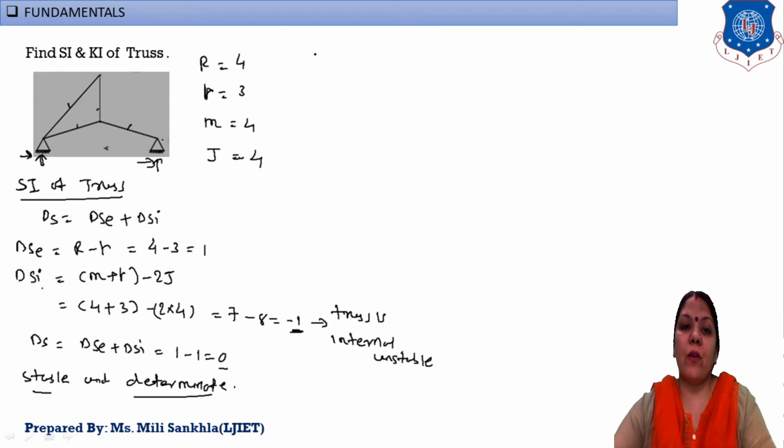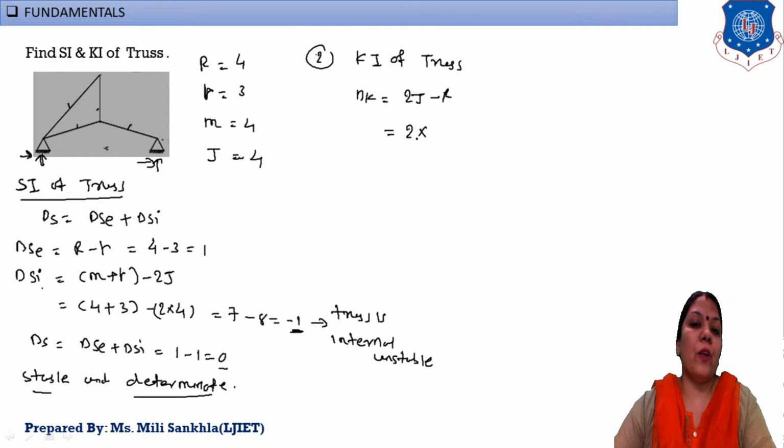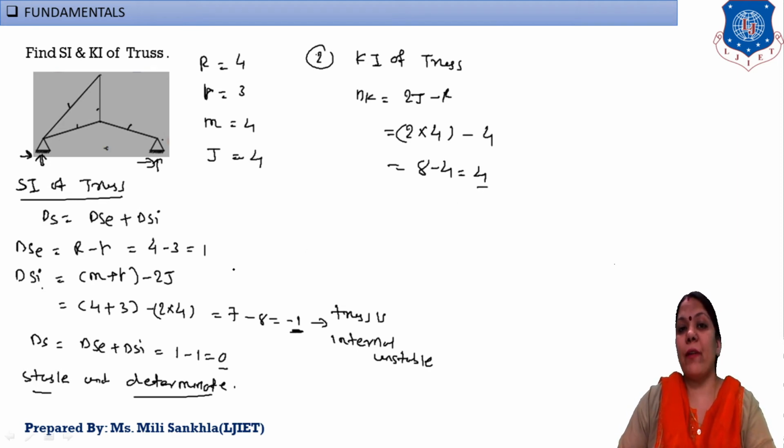Now, second, we find KI of truss. What is the equation of KI? DK is equal to 2j minus r. Now 2 into j for joints, joints is equal to 4, and r we found is 4. 4 into 2 is 8, 8 minus 4 is equal to 4. Is my answer of 4 right or wrong? Verify. Hinge support is allowing for moment, but we can't consider it.